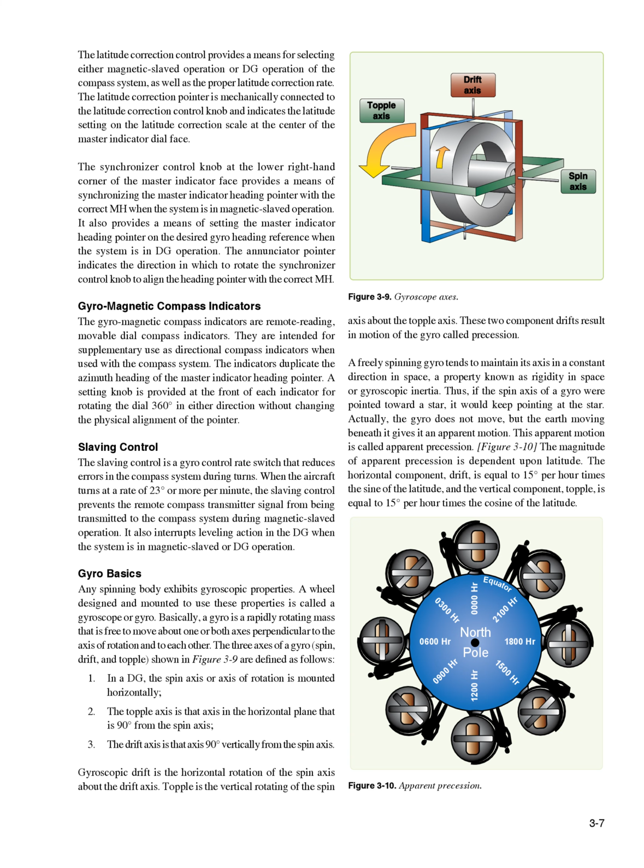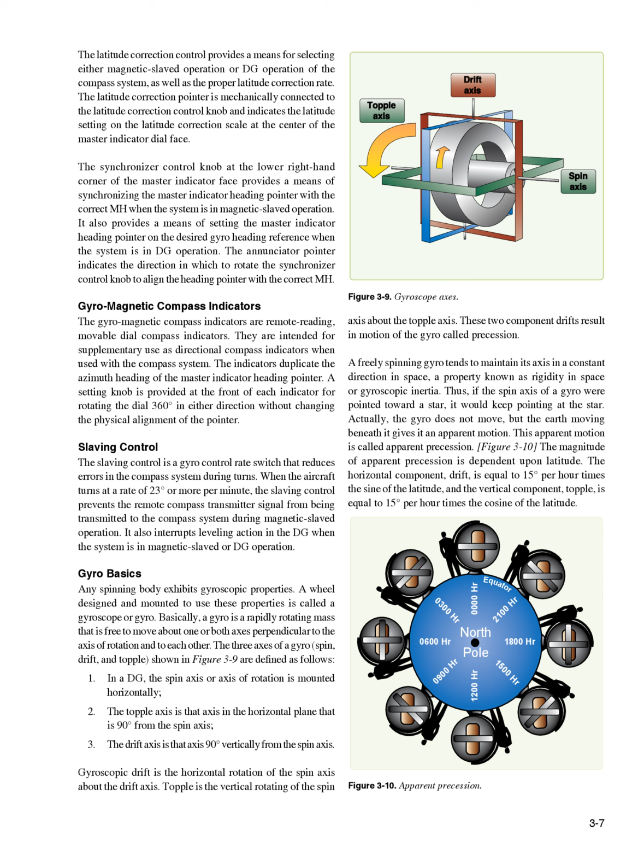Gyromagnetic compass indicators. The gyromagnetic compass indicators are remote reading, movable dial compass indicators. They are intended for supplementary use as directional compass indicators when used with the compass system. The indicators duplicate the azimuth heading of the master indicator heading pointer. A setting knob is provided at the front of each indicator for rotating the dial 360 degrees in either direction without changing the physical alignment of the pointer.